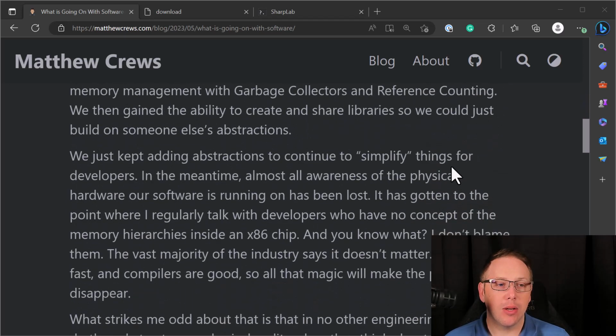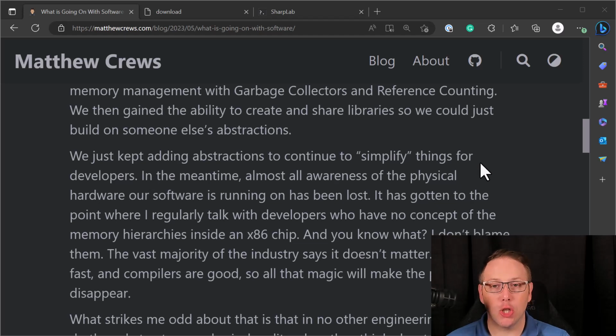Now, again, what that does, though, is you start to lose sight of how much work you're asking of the CPU and how difficult of a problem you're giving the CPU. And it's gotten to the point where, and again, I mentioned in this paragraph, that it is very common for me to talk with a developer who has no concept of caches inside of a CPU, registers, L1, L2, L3 cache, main memory, how those things interact, things like branch misprediction.